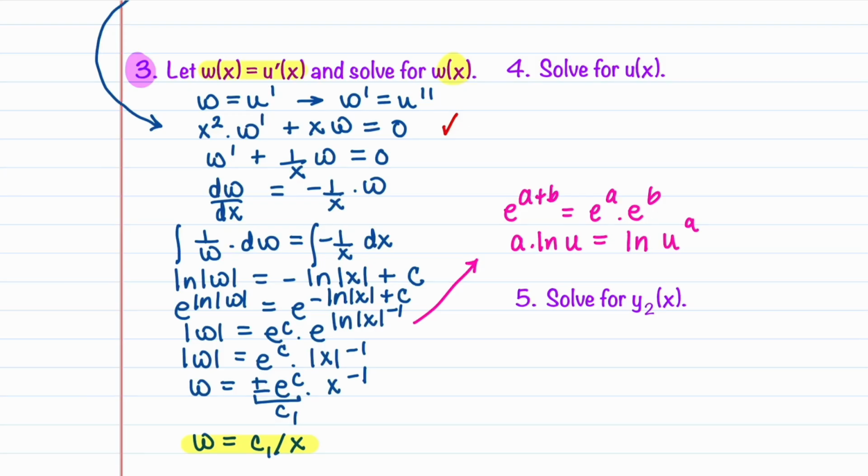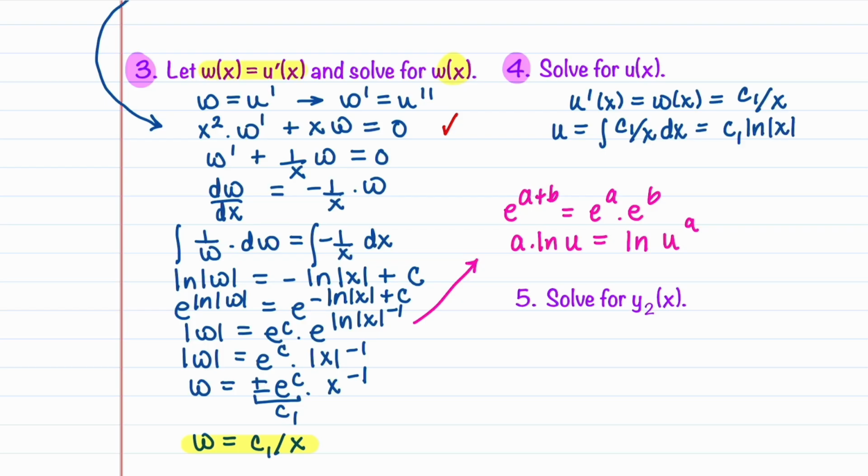Now let's go up to the upper right and look at step 4. For step 4, we want to solve for u of x. So let's remind ourselves that u prime of x is equal to w of x. And we just found that w was c1 divided by x. So u is going to be the integral of c1 divided by x dx. And that is just c1 natural log absolute x plus c2. Now let's go ahead and look at step 5. That is our last step.